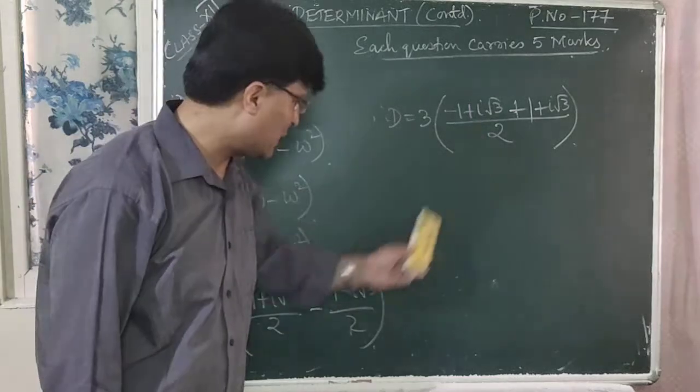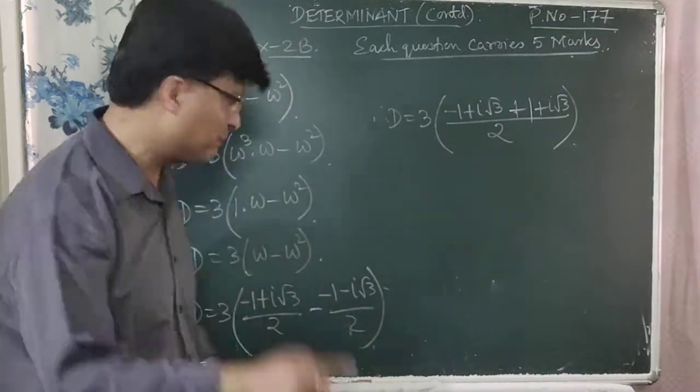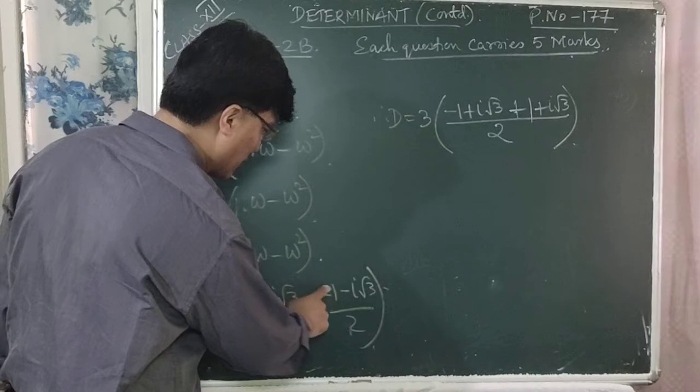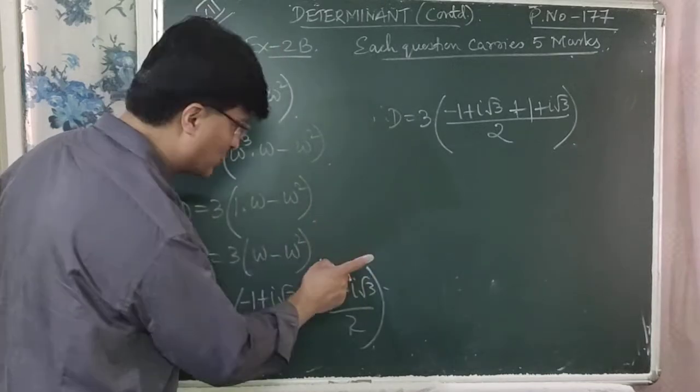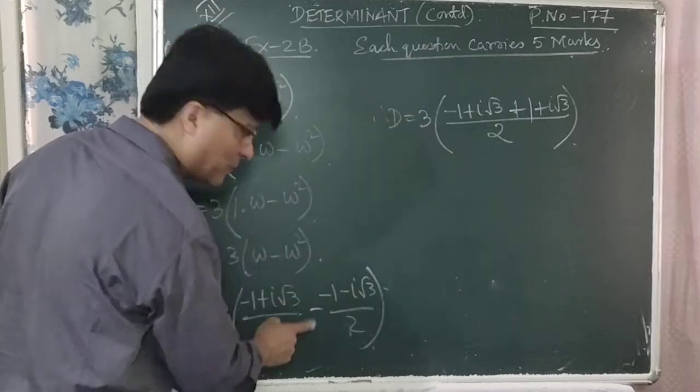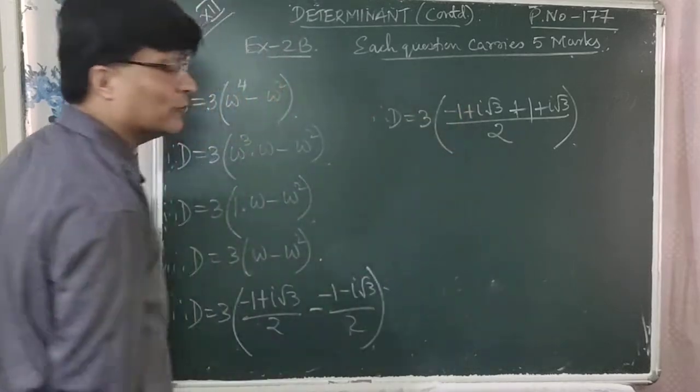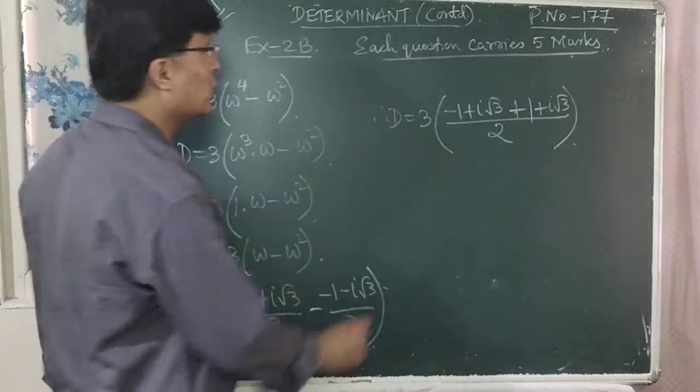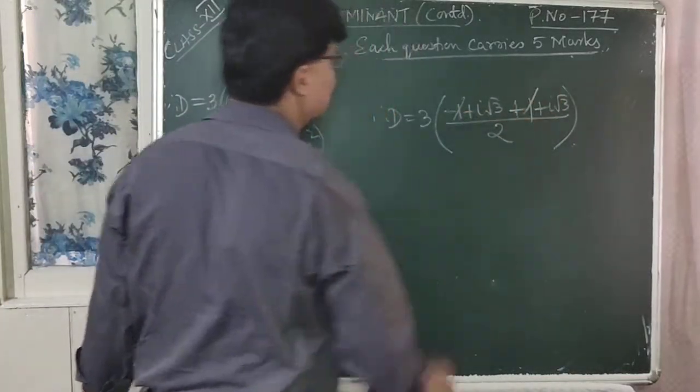First, divide the LCM 2 by this 2, which gives 1. So 1 into minus 1 minus i root 3 is minus 1 minus i root 3, but there is a minus sign here, so you have to change the sign. Minus into minus plus 1. Again minus into minus plus i root 3. Okay? So you can cancel here. Minus 1 plus 1 gets cancelled.